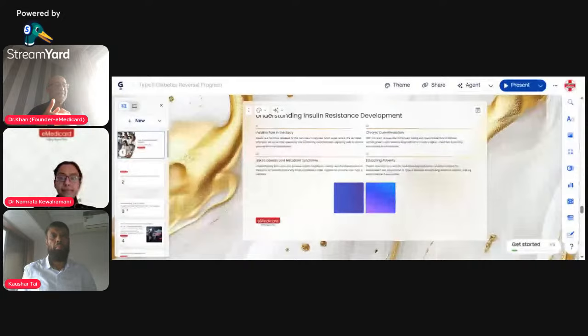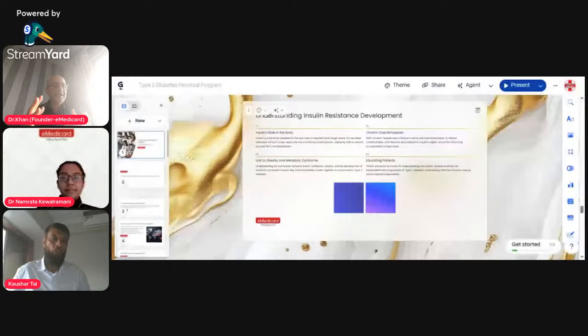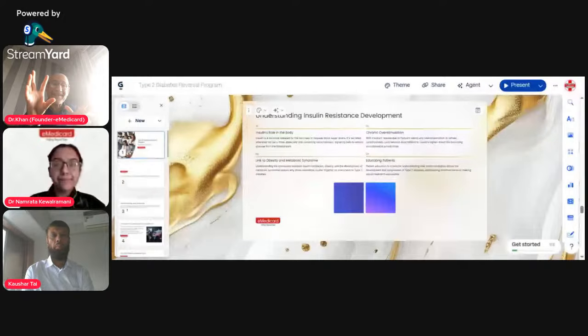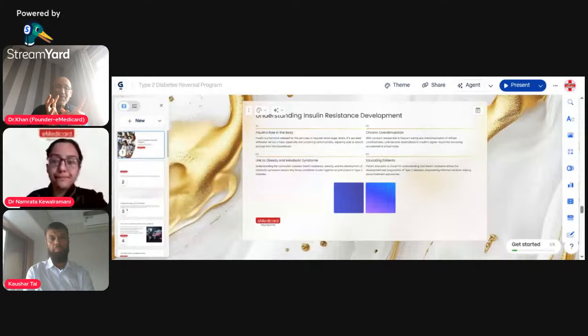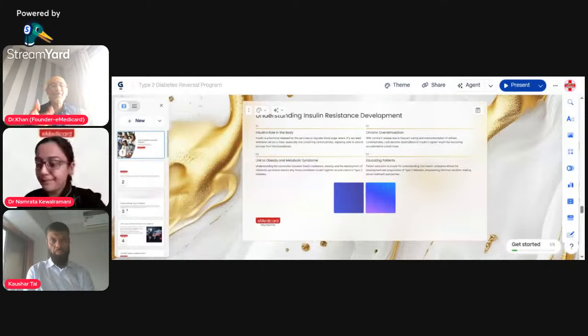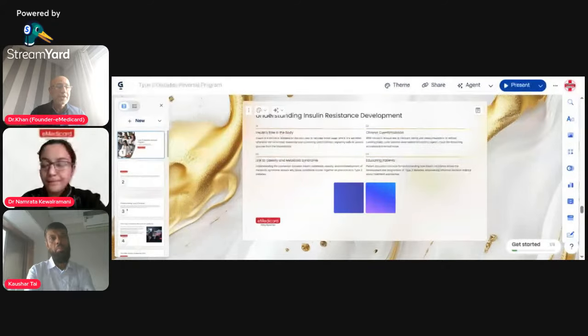Third is the link to obesity and metabolic syndrome. This is understanding the connection between insulin resistance, obesity, and the development of metabolic syndrome. What is metabolic syndrome? Metabolic syndrome is a cluster of various diseases. When somebody gets diabetes, they don't get diabetes alone. They will get associated diseases like cholesterol, or hypertension also. With Dr. Namrata, we're going to talk about hypertension in a bit. So people are not developing only one disease. It's a cluster of metabolic diseases. Some people will develop standalone diabetes, some just hypertension, some cholesterol, and some get one or two together.